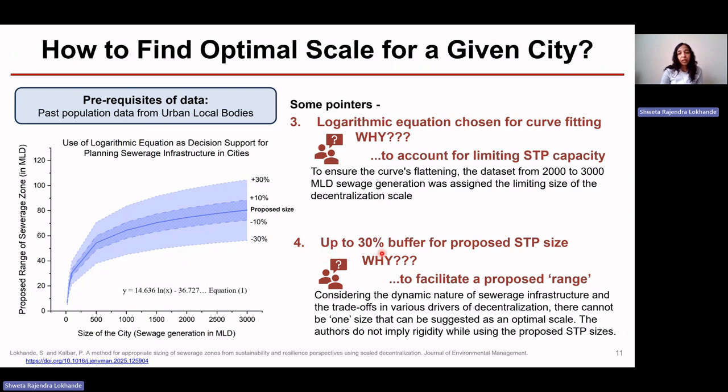And lastly, up to 30% buffer for the proposed STP size has been considered to facilitate a proposed range rather than a single value of the optimal scale, because we recognize the dynamic nature of sewerage infrastructure and that several trade-offs exist in various drivers. Hence there cannot be one size suggested as an optimal scale, even after thorough research, because of the complexities of sewerage infrastructure. We authors do not imply rigidity while using the proposed STP sizes, and hence we have adopted a range instead of a single value.